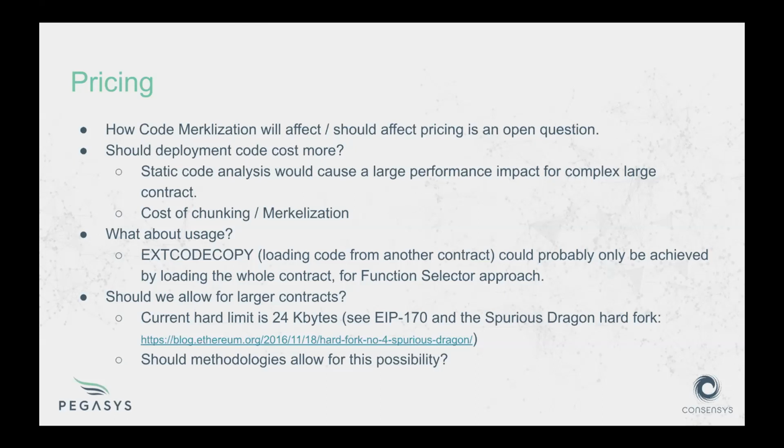Another thing you've got to think about is, what about that external code copy? It's hard to know how much of the code is going to be used. So how do you do that pricing? Certainly from the function selector approach, you're probably going to end up having to load the whole of the contract. So how often external code copy is used is another thing to be looked into to understand how important it is. And another thing is that at the moment, there's a hard limit on code size at 24 kilobytes. That was introduced during the Spurious Dragon hard fork, in EIP 170, to try and prevent some attacks. So people are keen for that to be increased. And so whether the methodologies should allow for this possibility is something to be thought through.